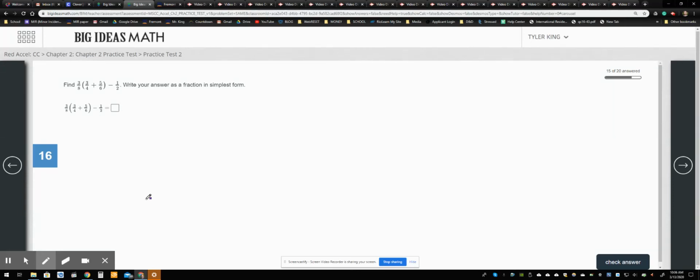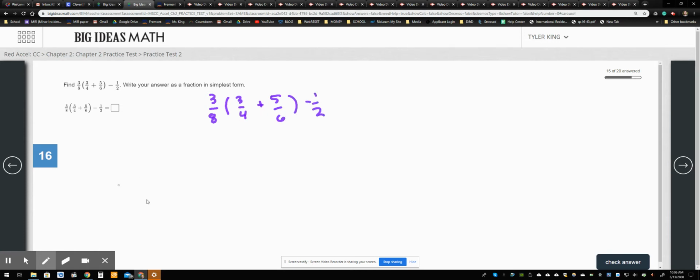Okay, we want to find all of this. We want to write our answers as a fraction in simplest form. So we're going to be using a lot of PEMDAS here. So we have 3 over 8 times 3 over 4 plus 5 over 6 minus 1/2.